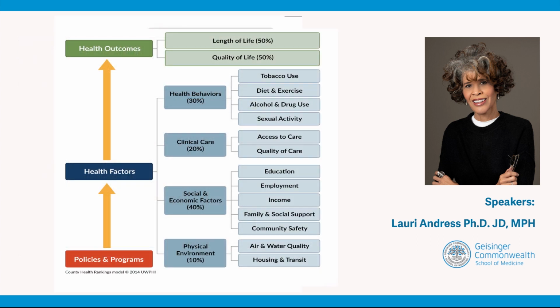This is the Robert Wood Johnson Health Rankings. What you see in this model is what makes up health. To what do we attribute population health? And what I want to call your attention to are the blue boxes moving over to the right. And you'll see health behaviors at 30%, clinical care at 20%, social and economic factors 40%, and then the physical environment 10%.